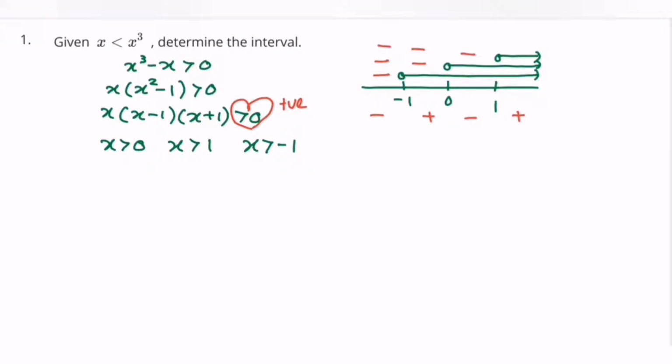By referring to the sign, we wish to have the positive sign. So here will be the answer. Finally, negative 1 until 0, where negative 1 and 0 are not included, union from 1 until infinity, where the 1 is not included.